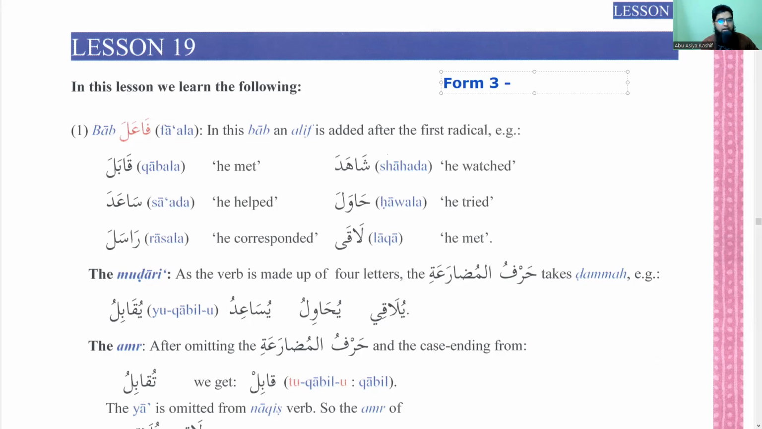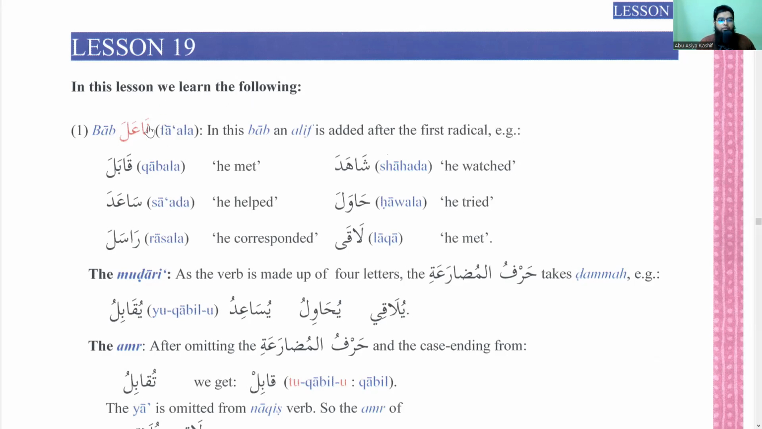What is form 3? Adding an alif. Fa, alif, and then ain and lam. Like for example, qabala, right? Qabala. He met. Sa'ada, and all that. So this is called form 3 or bab mufa'ala. There are 2 masdars for this. Mufa'ala and fi'al. Okay, inshallah, we'll read through this.